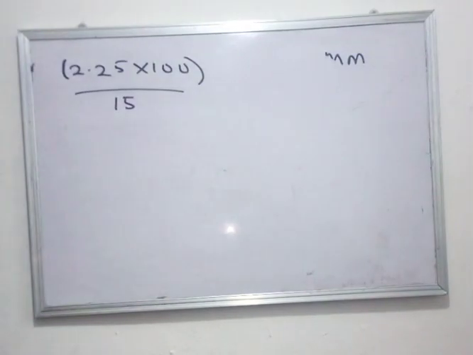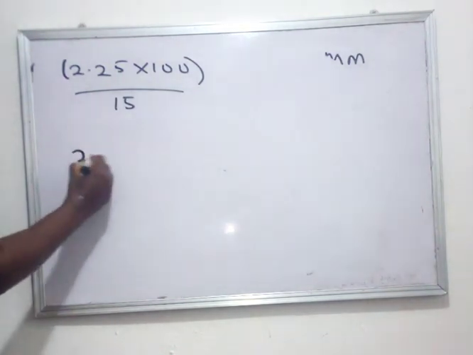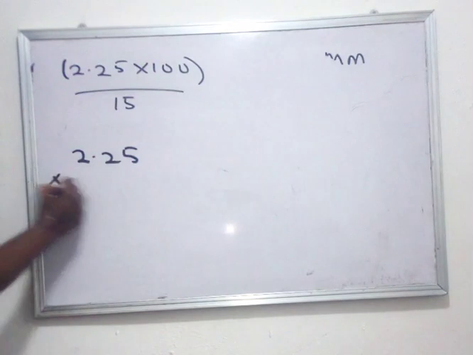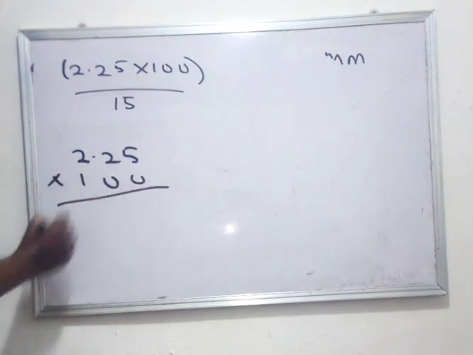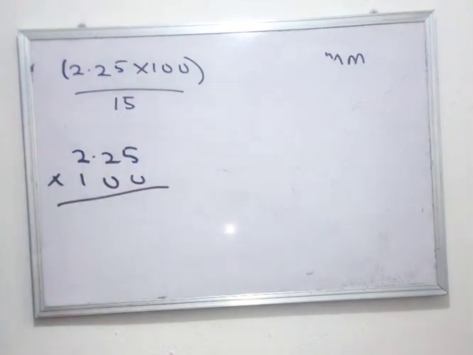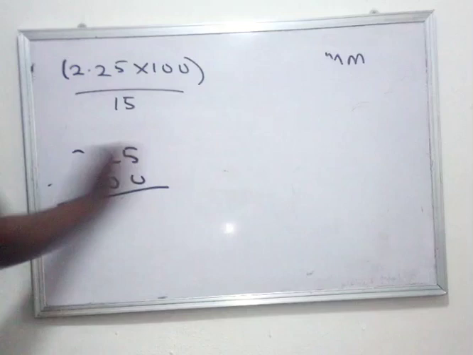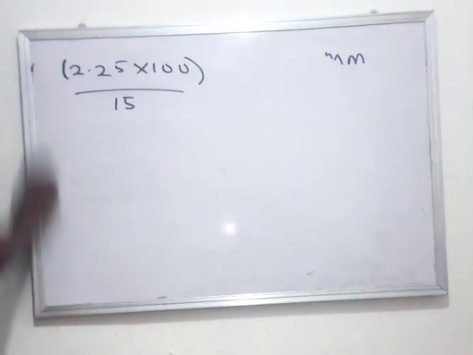2.25 times 100 all over 15. Someone might choose to solve this like this: 2.25 times 100, and then begin to use the long multiplication method. But this will not save your time at all. Let's use the method with the fastest route.